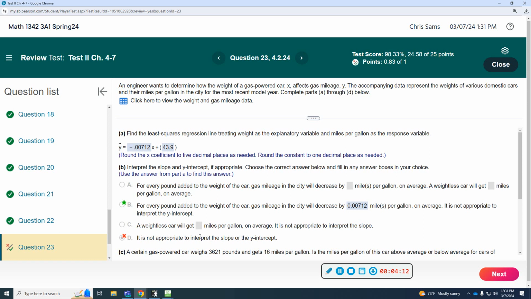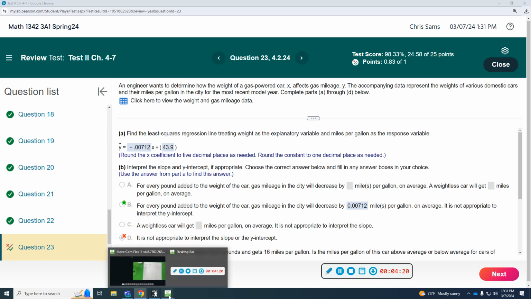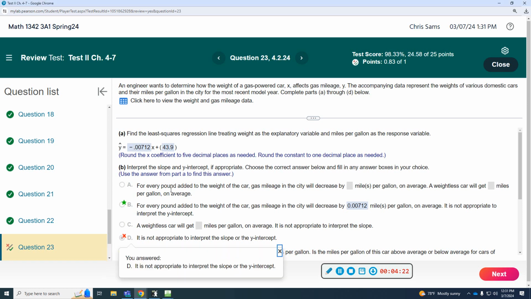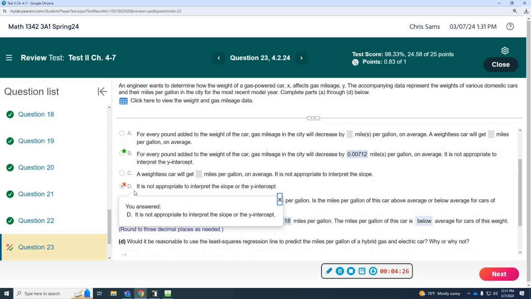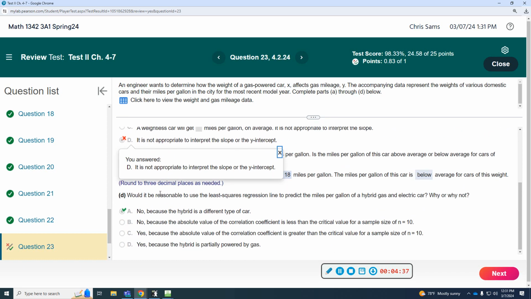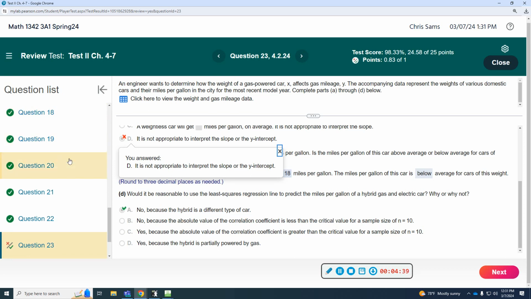It said it will not be appropriate to interpret the slope or the y-intercept. And maybe that's because it wasn't linear. I would need to go back and look. But we answered B, and they said it's not appropriate to interpret the slope or the intercept. So if it's not a linear model, if it doesn't fit, then that would be the case. So that one I would have to go back and look at a little bit more.